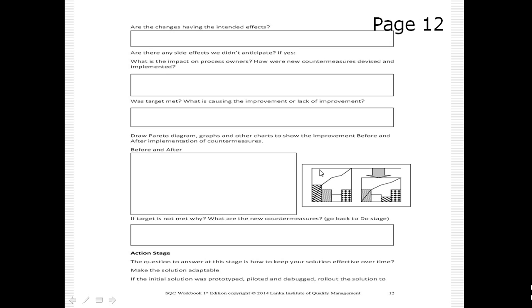Then you remember that we have to work with data. So draw a before and after Pareto diagram like this. Please ask your facilitator to teach you how to draw one.